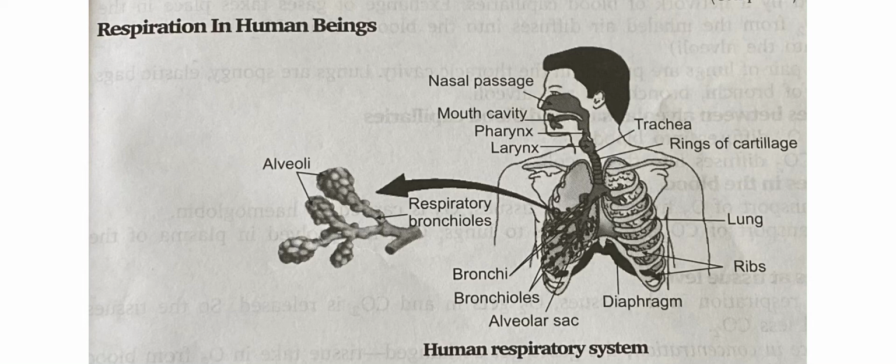Now you can see a pair of lungs present in the cavity, consisting of bronchi, bronchioles and alveoli. So these bronchi, bronchioles and alveoli are all contained in spongy elastic bags called lungs. And you can see a structure joining both lungs, which is called the diaphragm, which mainly helps in the process of inhalation and exhalation. Let us see how it happens.